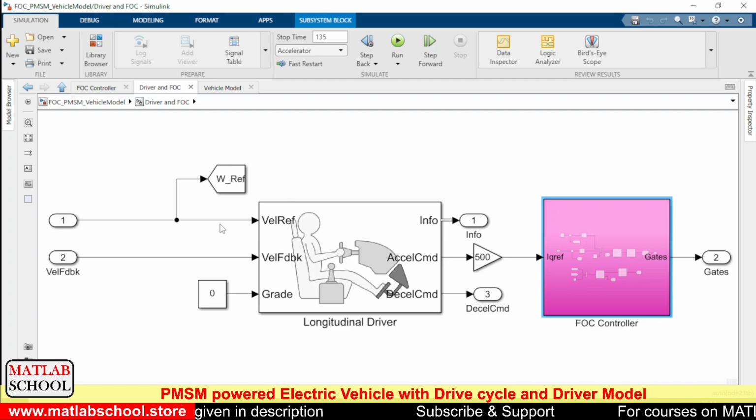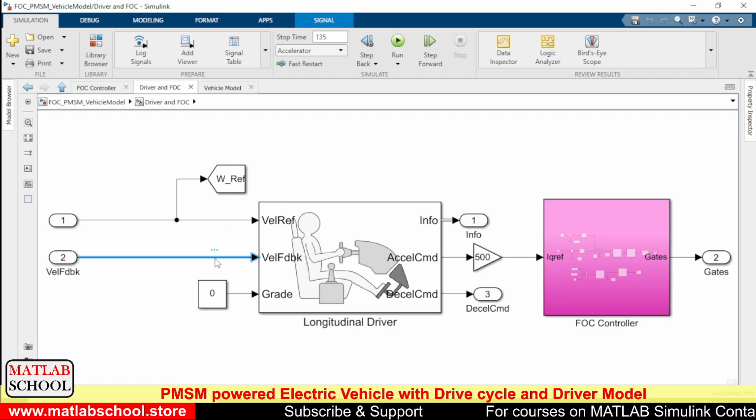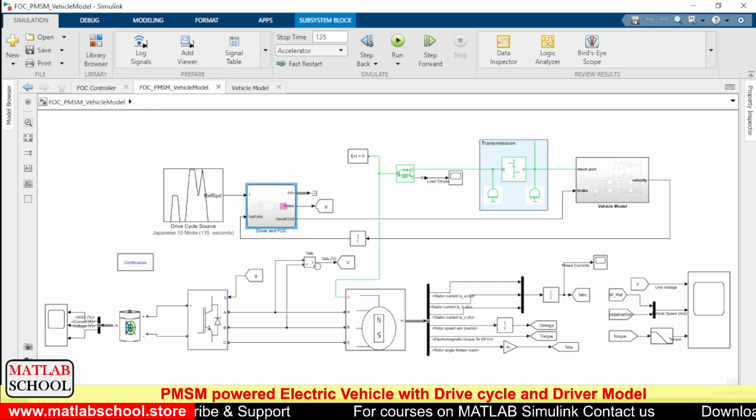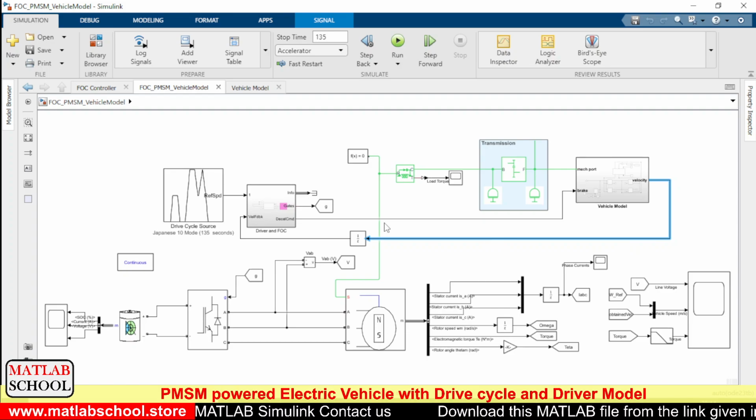model. To this driver model, we will be giving two inputs. One is the reference speed and the second one is the feedback velocity. Feedback velocity is the actual speed of the vehicle. As you can see, it is coming from the vehicle speed.